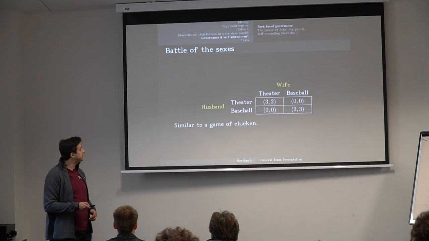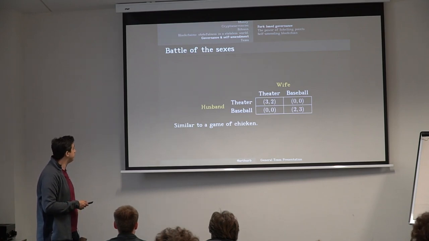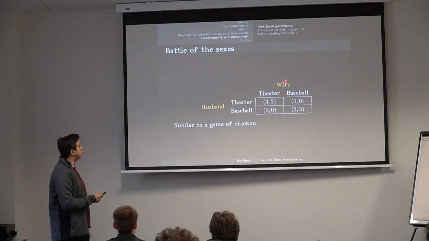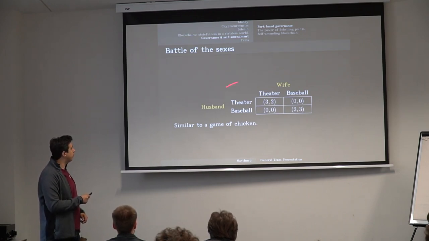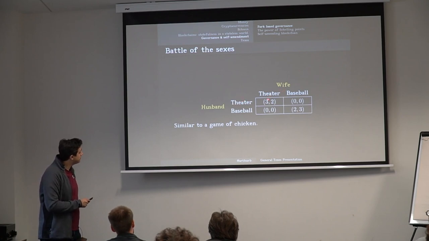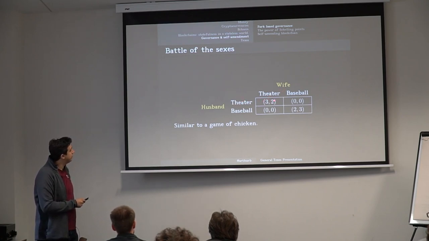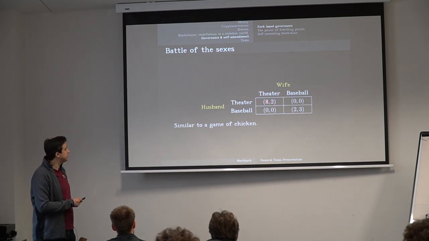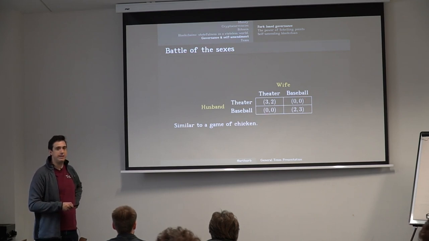In game theory, one example of that fork dynamic is called the Battle of the Sexes. In this game, you have a wife and a husband. The husband would rather go to the theater, and the wife would rather go to the baseball match. If they both go to the theater, the husband gets 3 points and the wife gets 2 points. If they both go to the baseball game, the wife gets 3 points and the husband gets 2 points. But they really care about being with each other, so if they go to different places, they're not going to be happy.